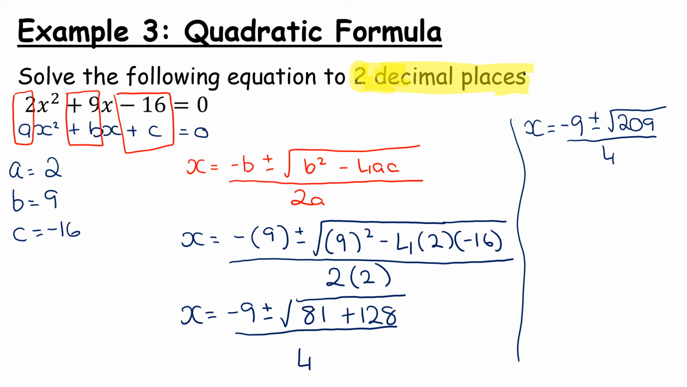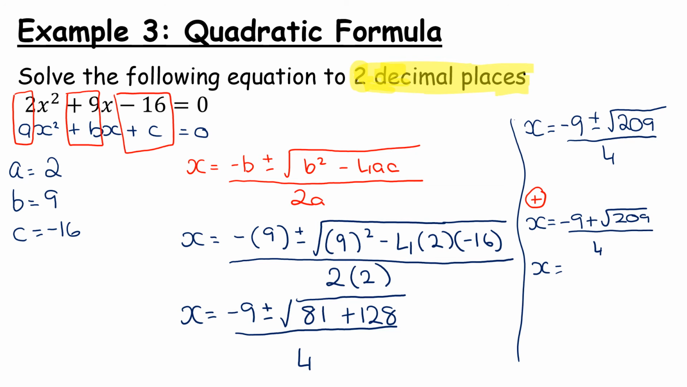So we're going to split this out into two answers. The first one I'm going to do is where we have the plus. So this is x equals minus 9 plus root 209 over 4. And remember, we want this correct to 2 decimal places. So if you're putting that into the calculator, press your fraction button first, then minus 9 plus the square root of 209.